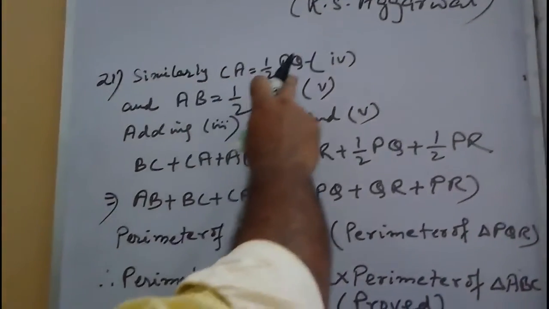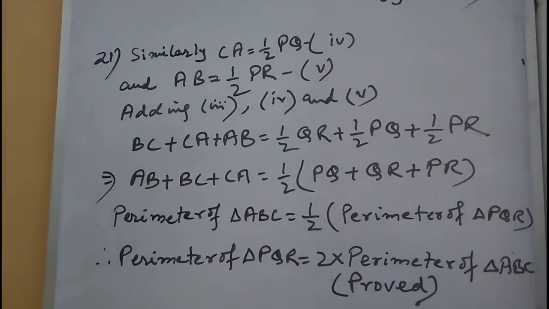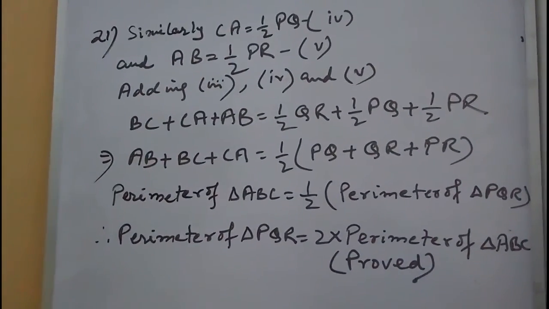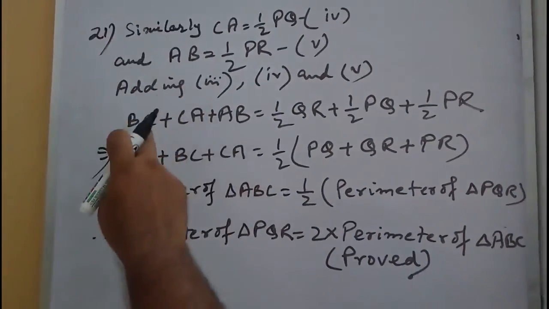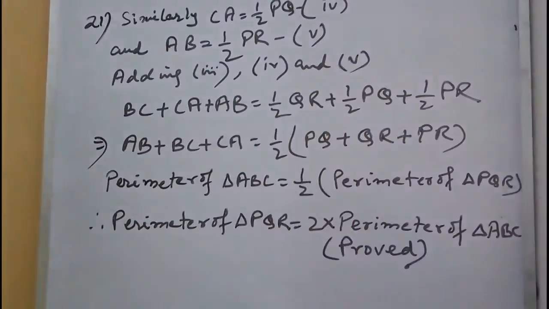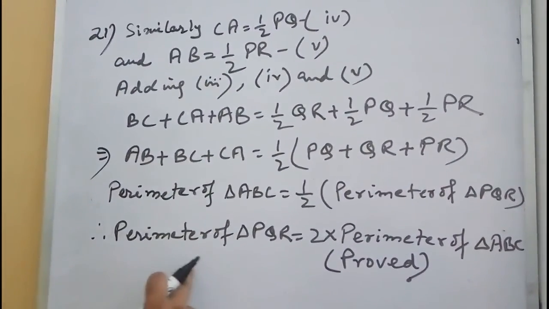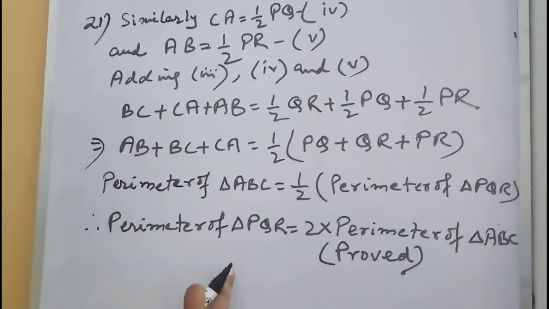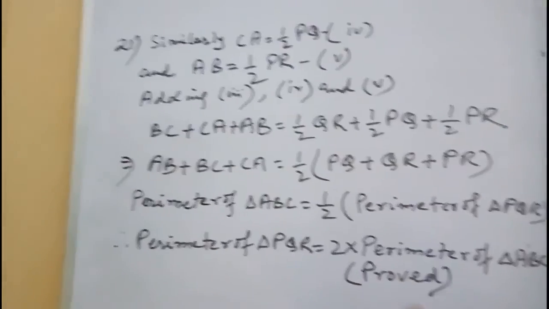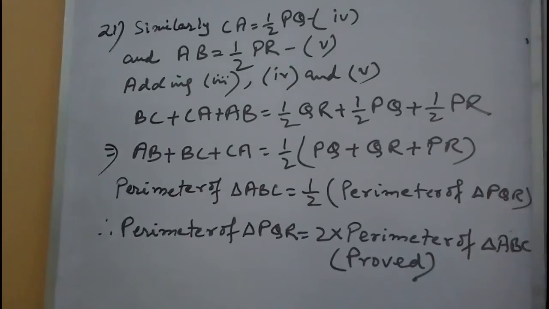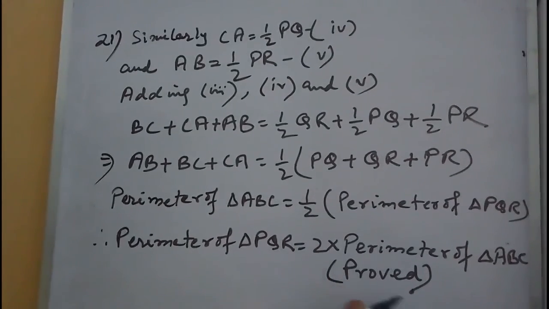So this one is also from midpoint theorem, like the previous one. After that adding 3, after adding you get that one. Perimeter of triangle PQR is equal to 2 into perimeter of triangle ABC, which you have to prove. So you got that one. So write that here.